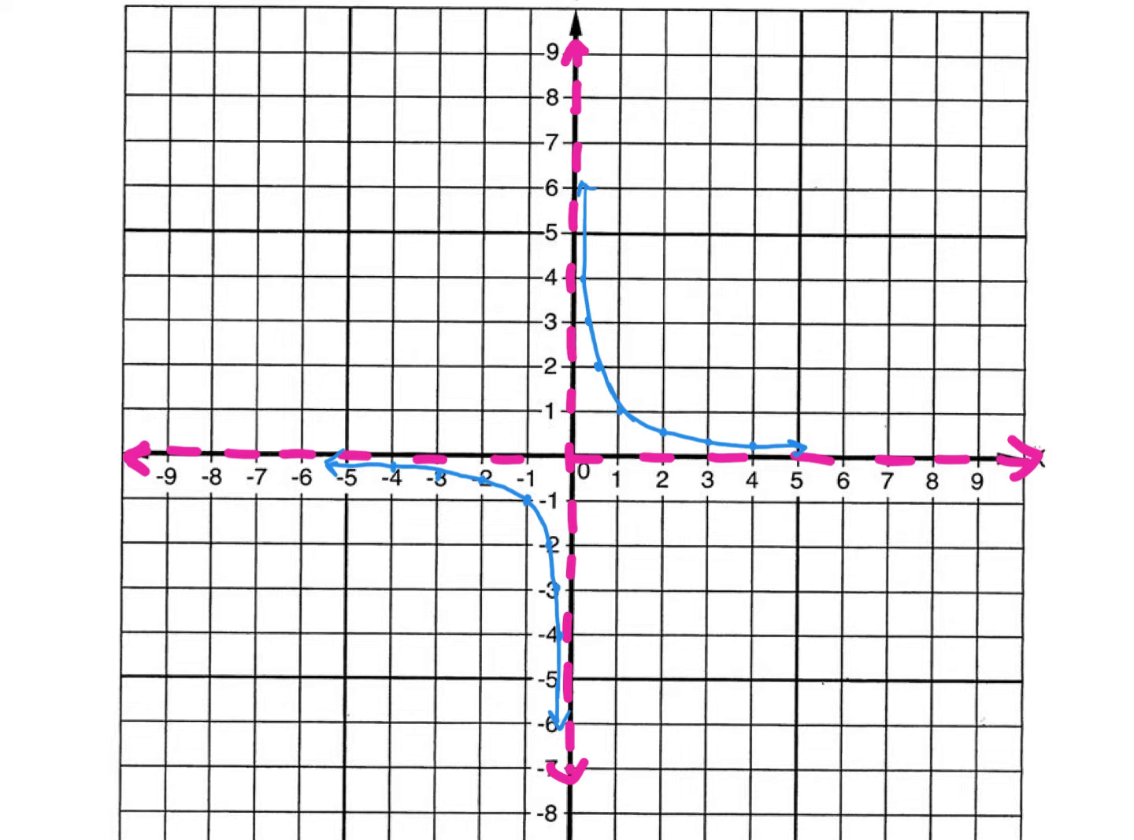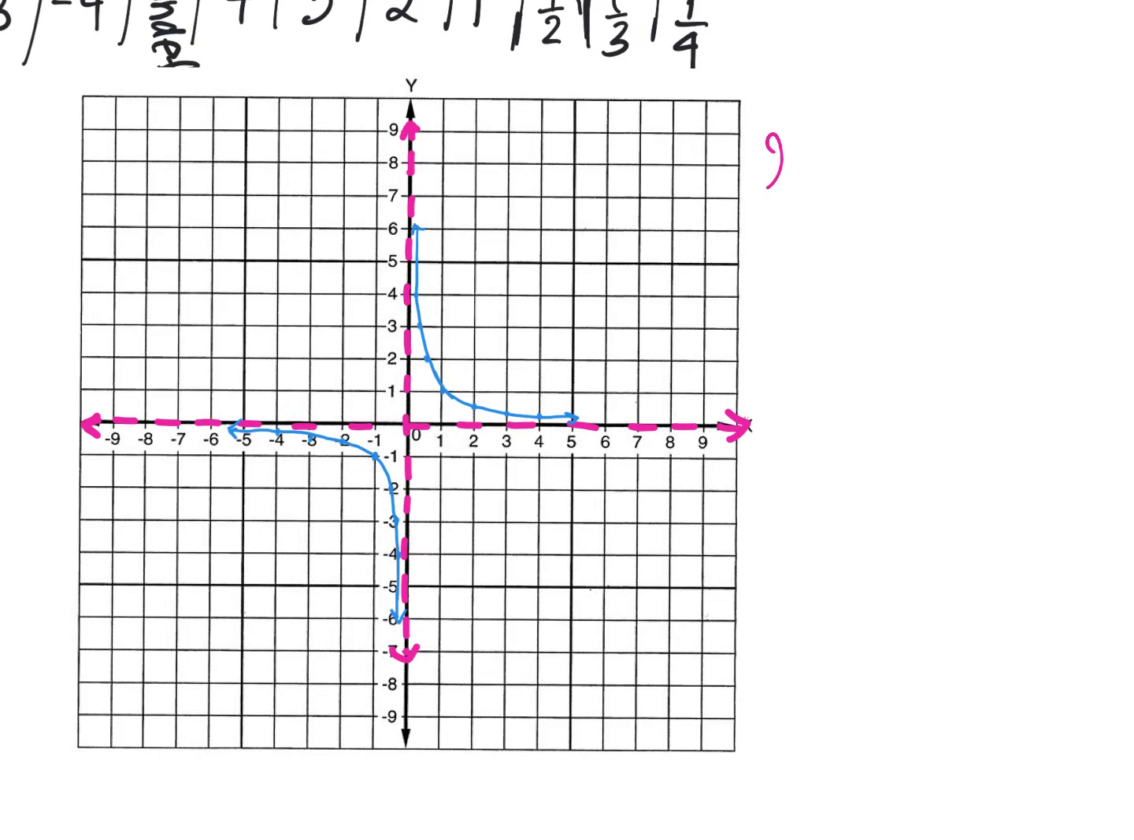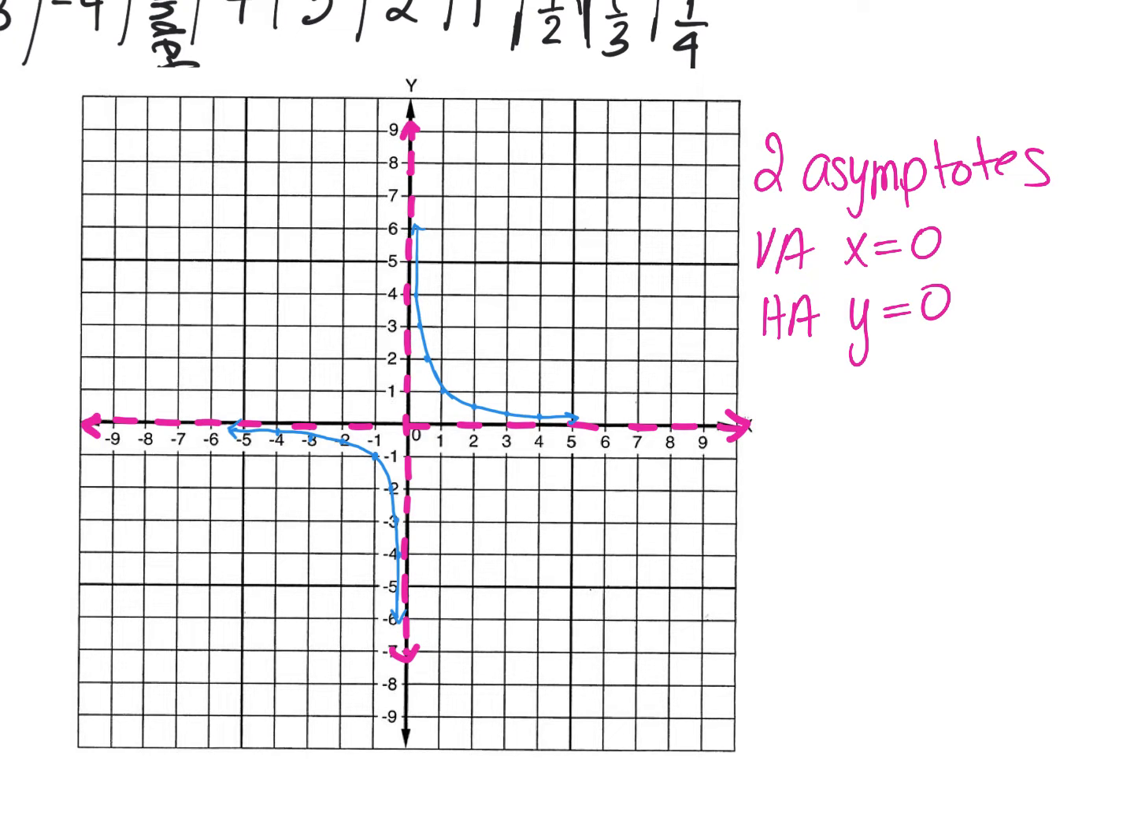Okay. And so we have two asymptotes. We have a vertical asymptote, and the equation here is x equals 0. And we have a horizontal asymptote, y equals 0. And we use VA and HA to abbreviate those. And then the blue lines are called branches. We have one on the right and one on the left, right? They're always diagonally related to each other.